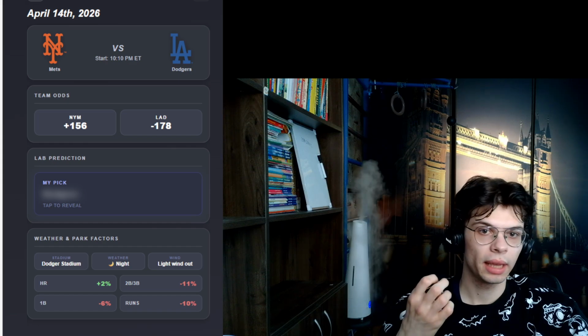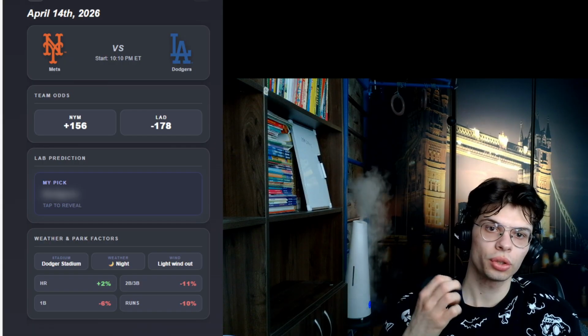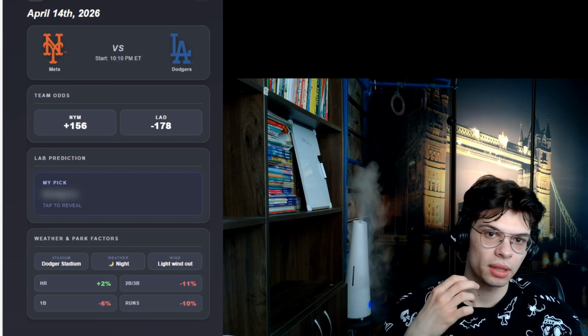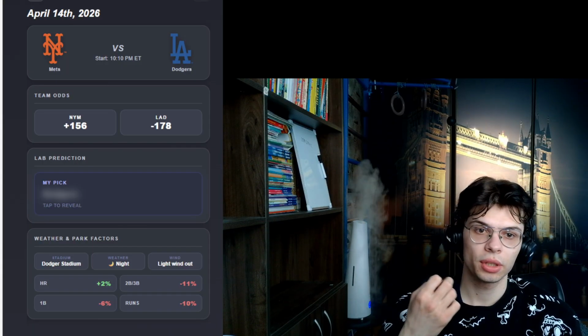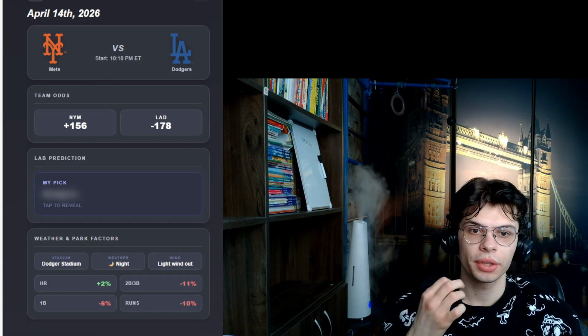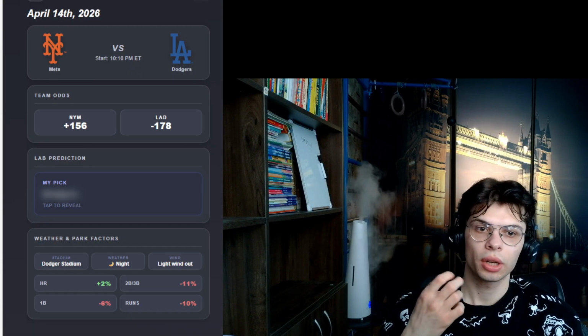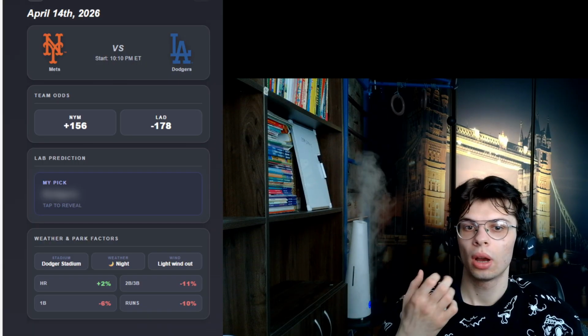And our final case, we've got Mets versus Dodgers. This is where discipline separates levels. Dodgers are the better team. That information is already embedded in the price. So the question is whether the structure supports that price, and here it doesn't.